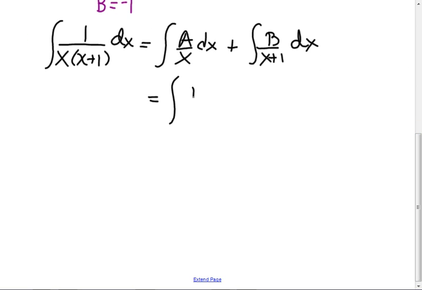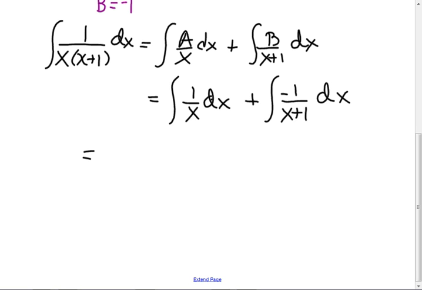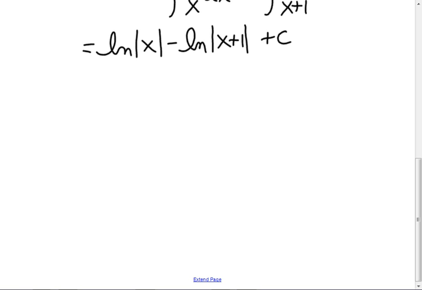So Eric, how am I going to do this? Griffin, what's this one? Natural log of absolute value of x. We must have that absolute value. Minus the natural log of the absolute value of x plus 1 plus c. Can I simplify those logs? It's the log of the absolute value of x over x plus 1.